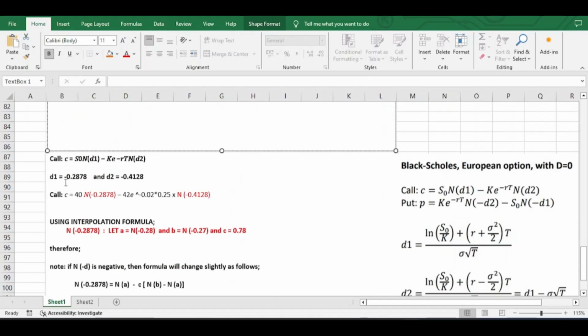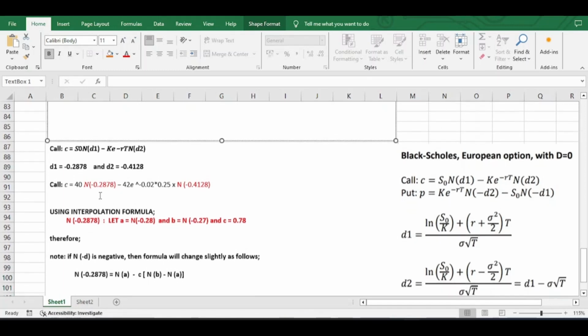So I have inserted the values of D1 and D2 into the formula above for the call option. Now the next step is to find the normal distribution probabilities on these values. And remember, these are now negative values. We apply the interpolation formula again by using the combinations. So let A equal the first two numbers, minus 0.28, and then B equals the combination of the first number and the third number, so that will be minus 0.27. And C equals 0.78.